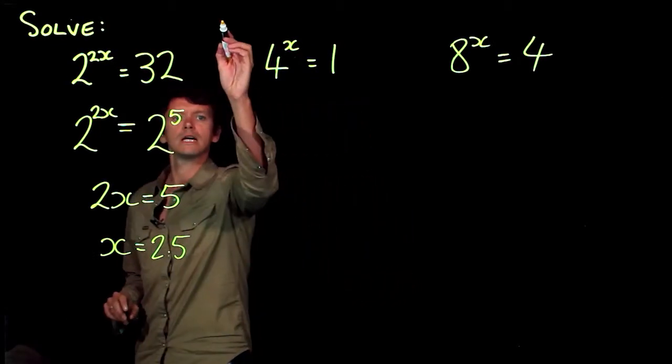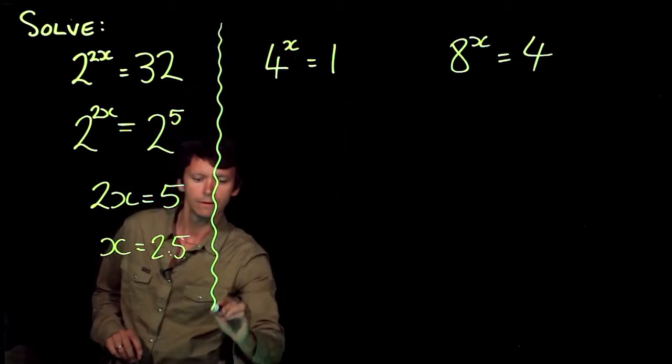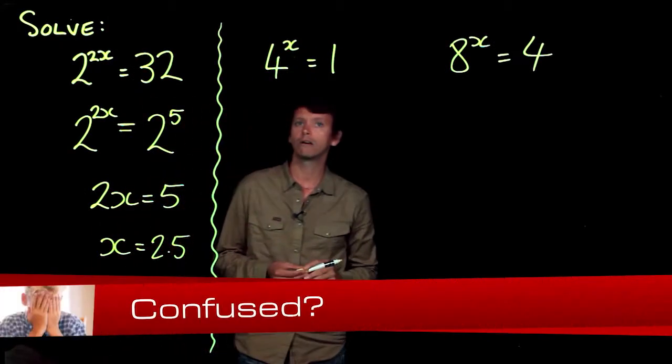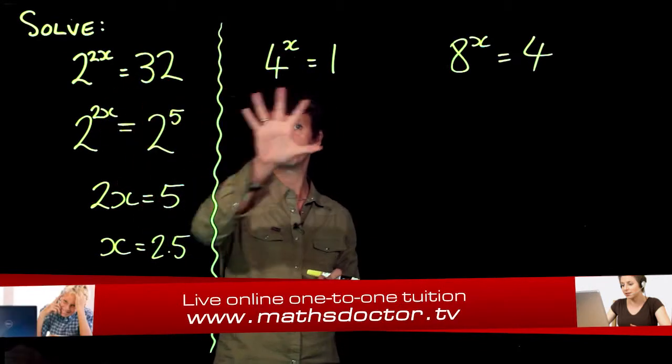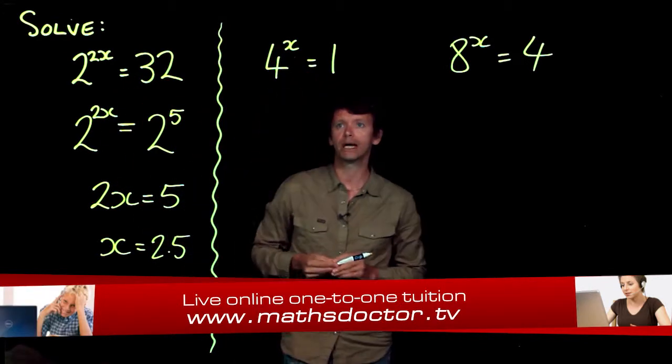Okay, let's have a look at this one. 4 to the power of x equals 1. Now we're going to approach this slightly differently. We're not going to put these into the same base.